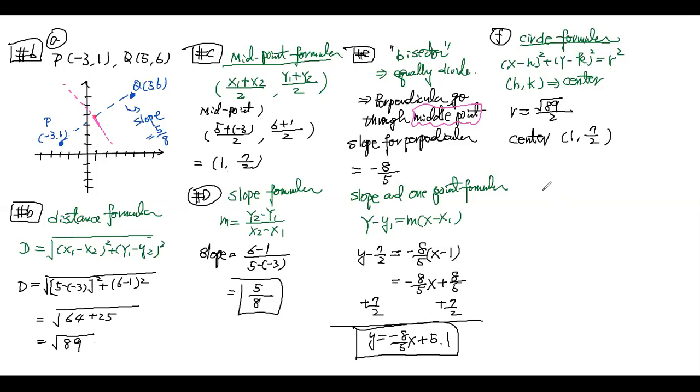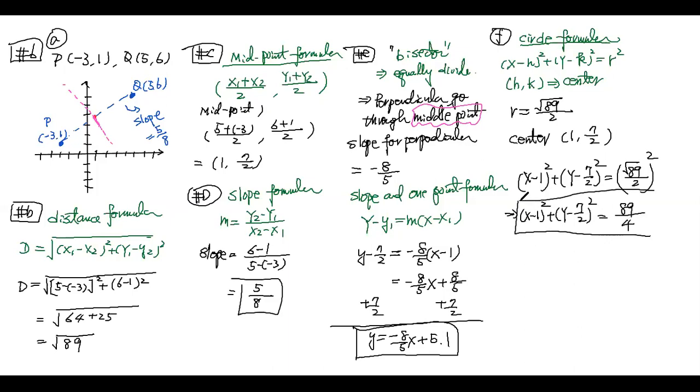So what is our formula here? Right now it will be (x minus 1) squared plus (y minus 7/2) squared equals r squared, which is the square root of 89 over 2, the whole thing squared. So x minus 1 squared plus y minus 7/2 squared equals 89/4. This will be my circle formula.